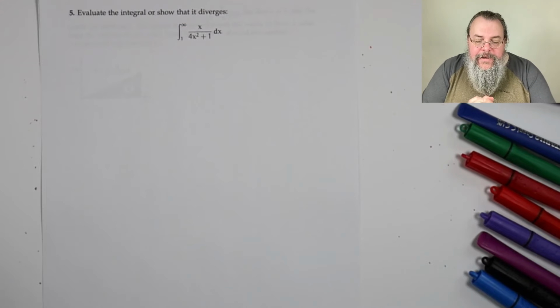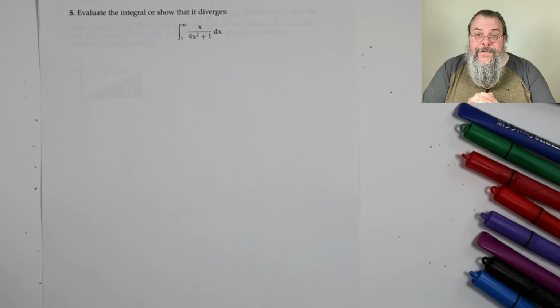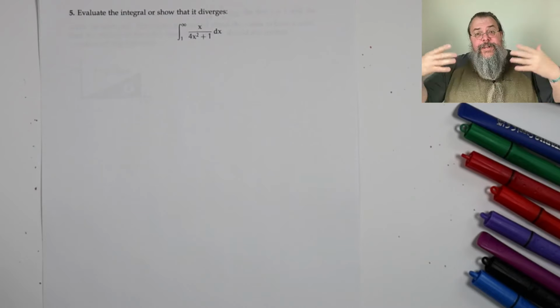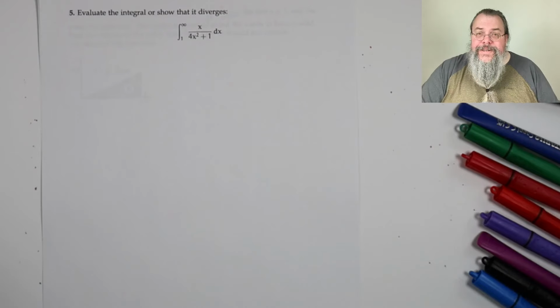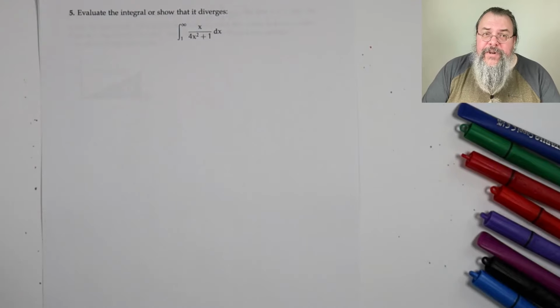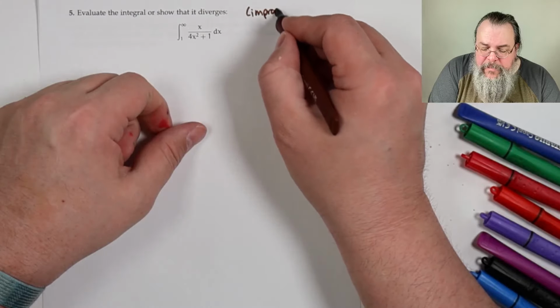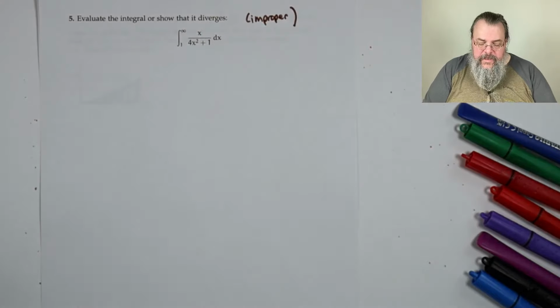Number 5. Evaluate the integral or show that it diverges. Now we might ask, why might we think it diverges? The only time anything diverges is if it's improper. So the fact that we even have the potential for divergence tells us we're in the improper integral area. All right, so let's look at this integral.